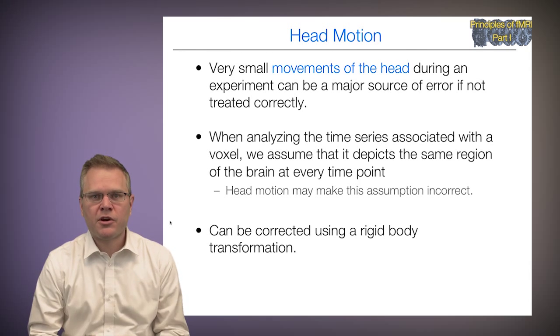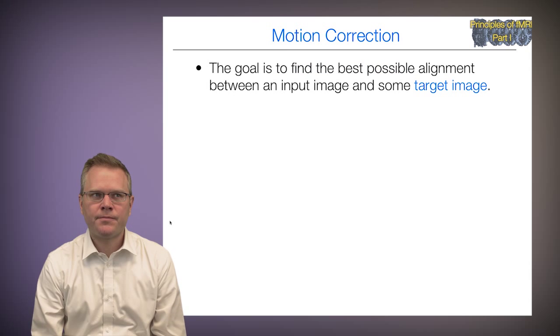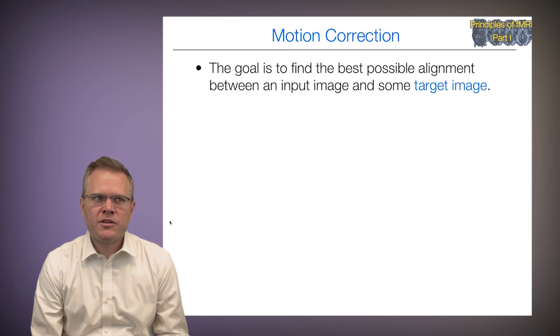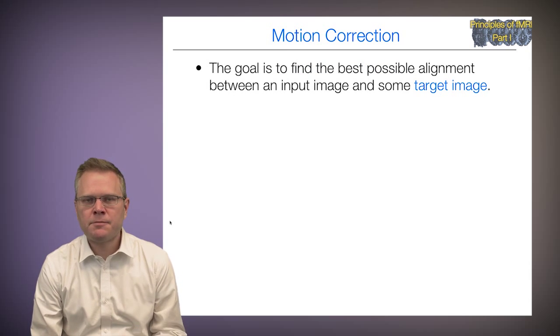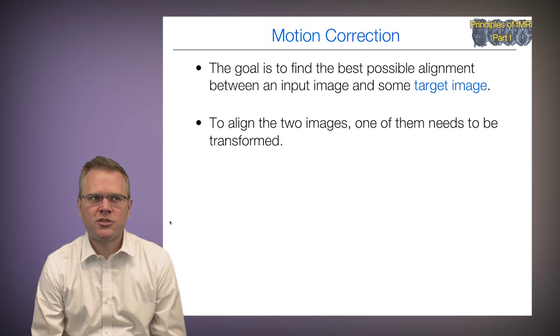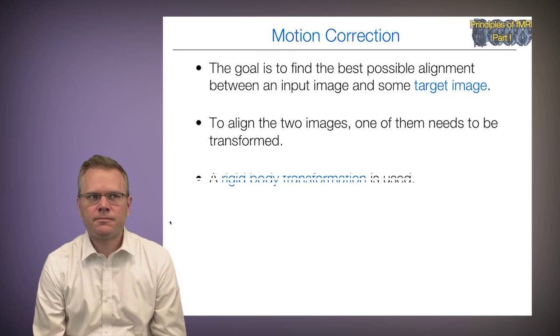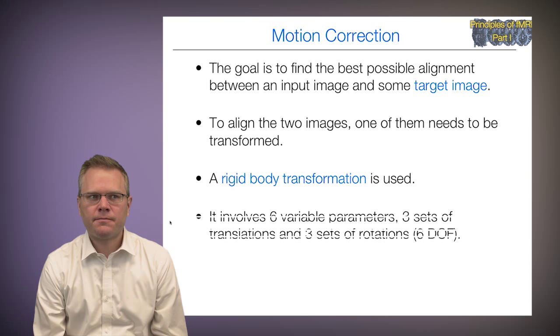Here we assume that the brain is a rigid body that might move around, and we try to correct for this movement. In general, the goal here is to find the best possible alignment between an input image and some target image. To align the two images, one of them needs to be transformed so that it lies on top of the other image. And here we use what's called a rigid body transformation.